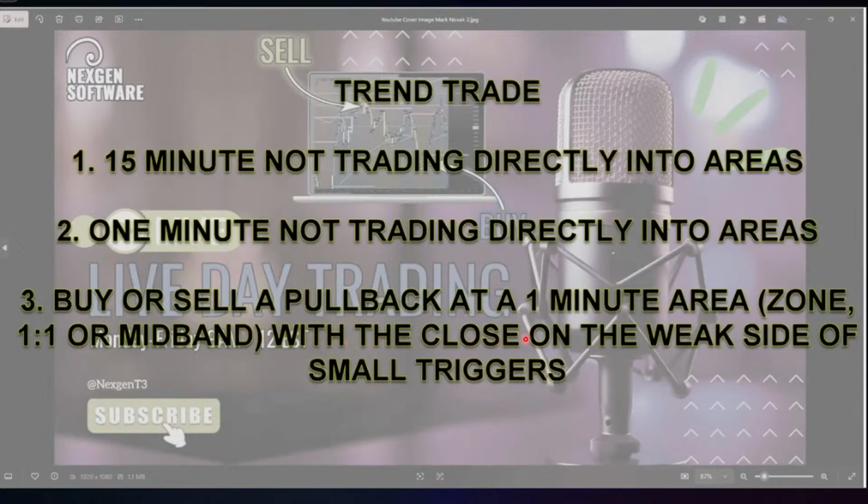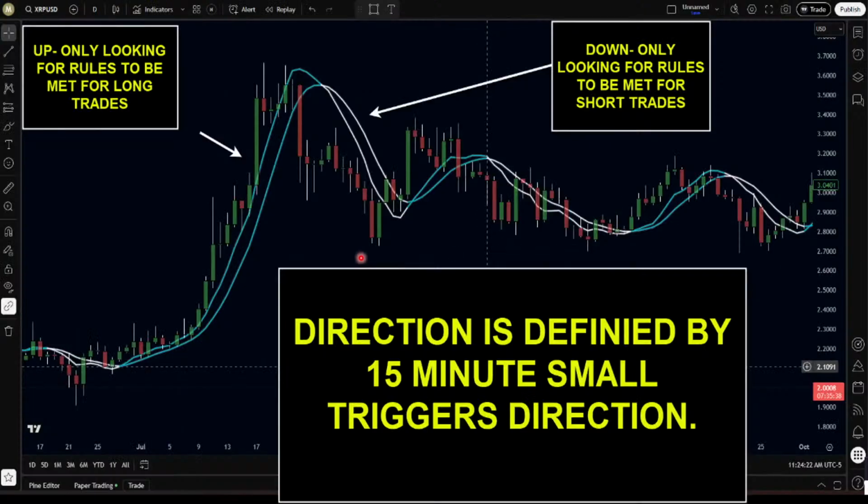And you're going to do it with a close on the weak side of the small triggers. We're going to let the small triggers on the small chart tell us when it's time to go. We're not just going to buy or sell an area. So it all starts with trend. Trend is your friend.